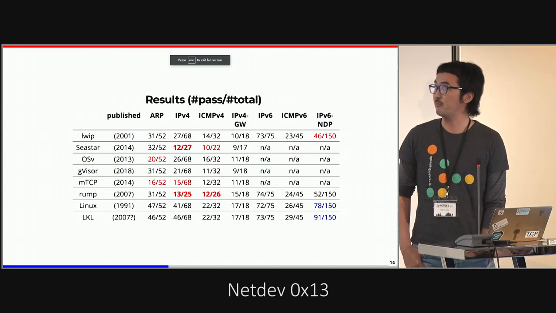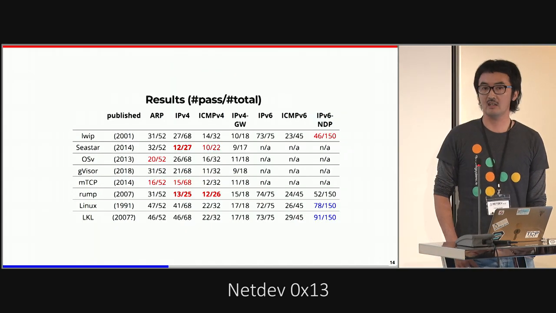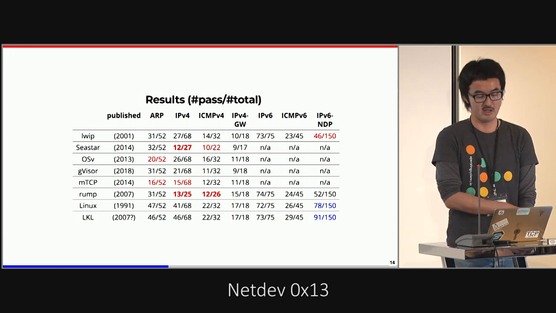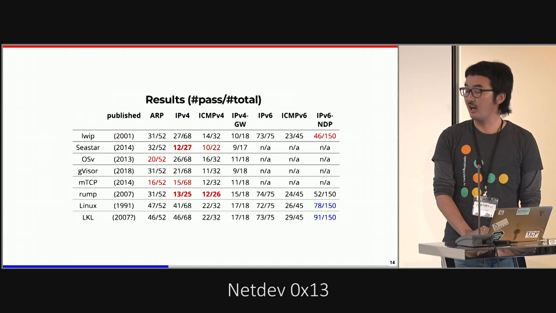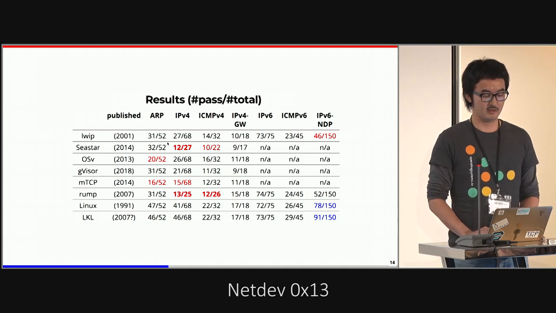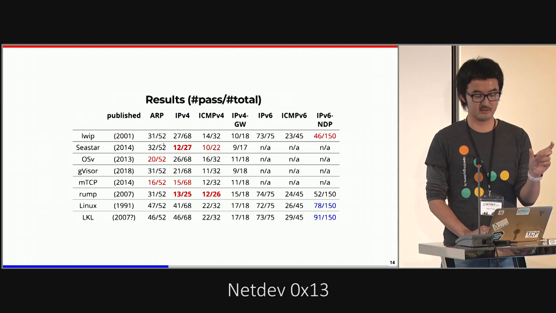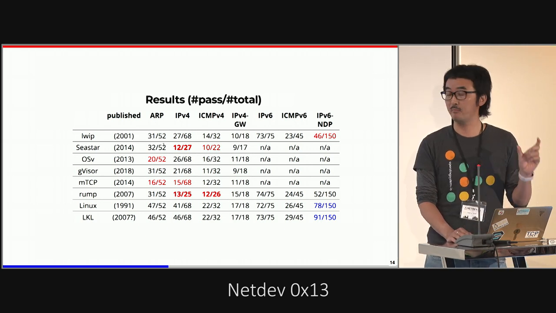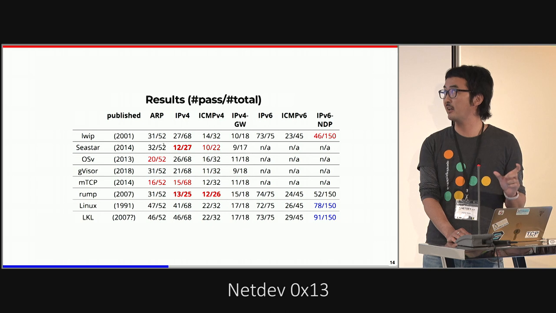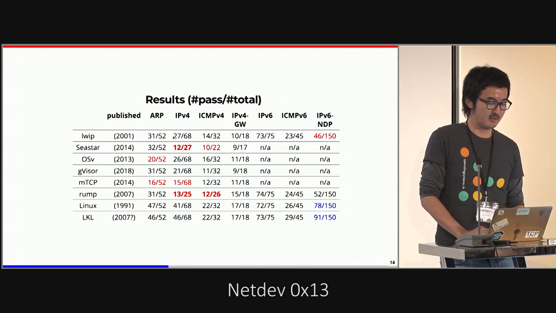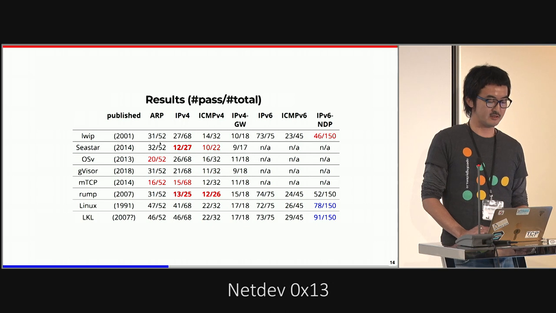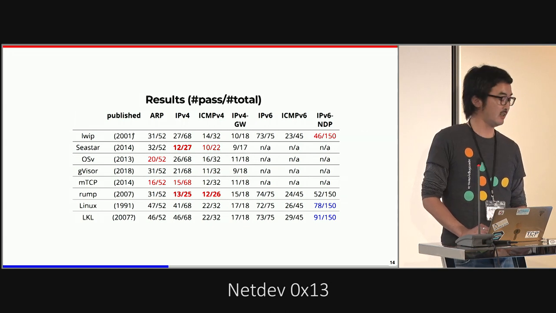And this is the summary of all the results that I have gotten from the measurement study. How can you read these numbers? Each of the test suites generates the number of passed tests divided by the total number of tests. And some of the red colored results show some particular information.